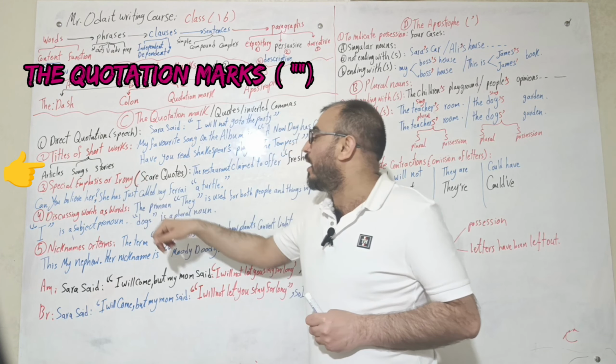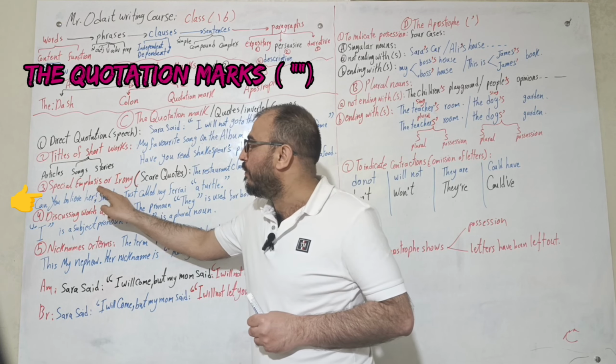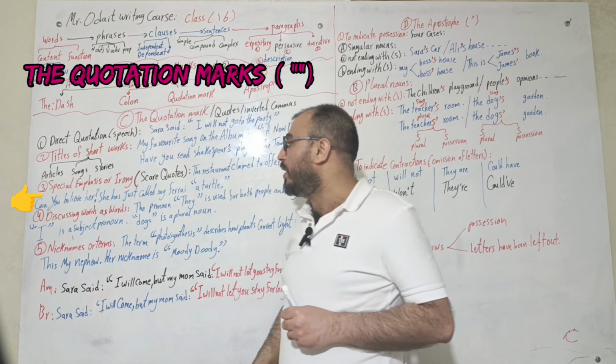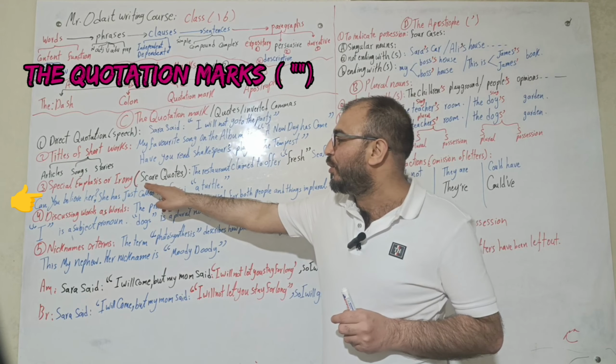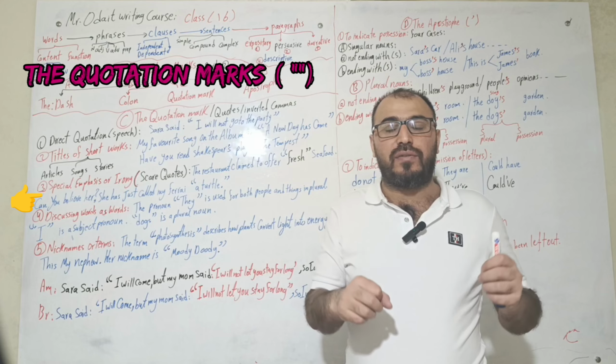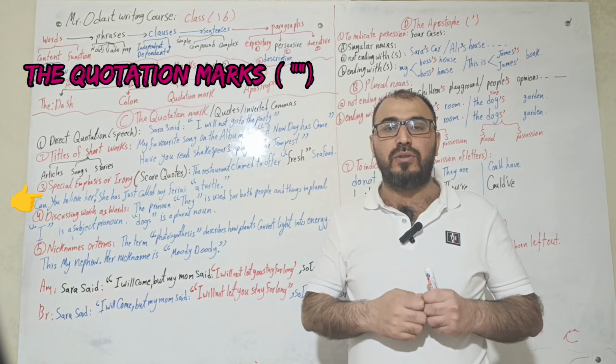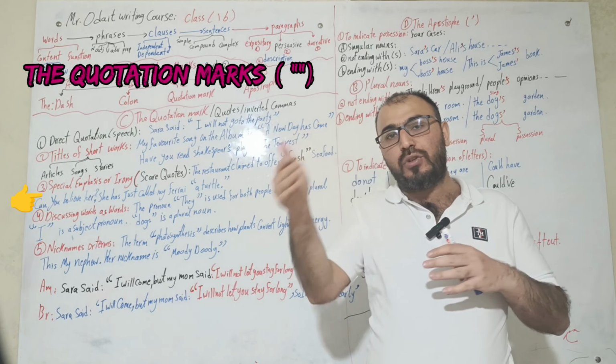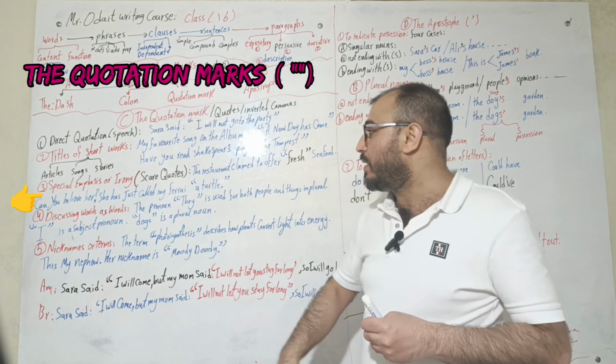In the third use, my friends, here we have special emphasis or irony. Generally, my friends, they are called the scare quotes, which refers to the ironic use of the word. And as you know, irony is to say something and you mean quite the opposite. And here, my friends, let me read the example. The restaurant claimed to offer "fresh" seafood.